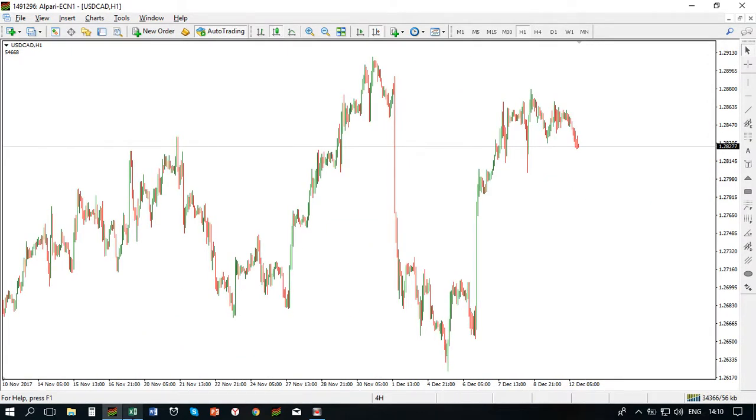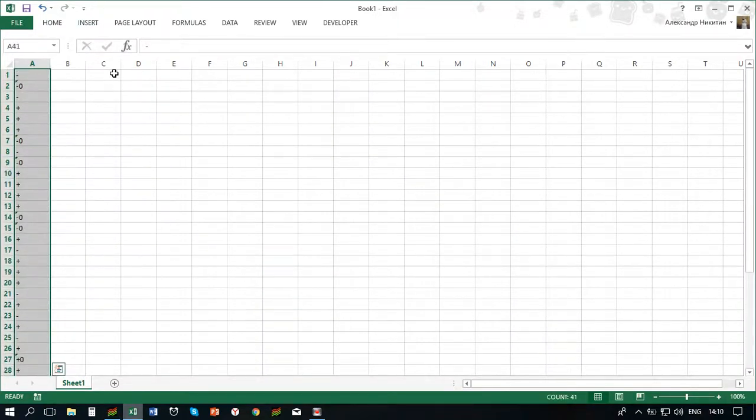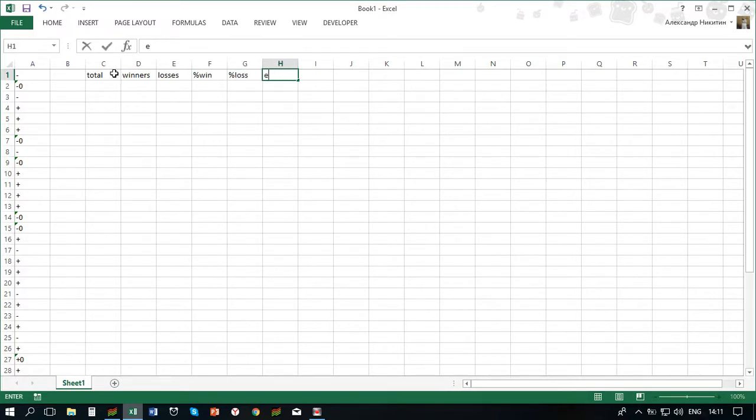Okay, that's it. Let's do the calculations. So how many patterns do we have? We have 41. Let's do this. Total. We skipped many patterns. Then we should have winners, we should have losses, we should have percent win, we should have percent loss, and then we should calculate the expectancy.